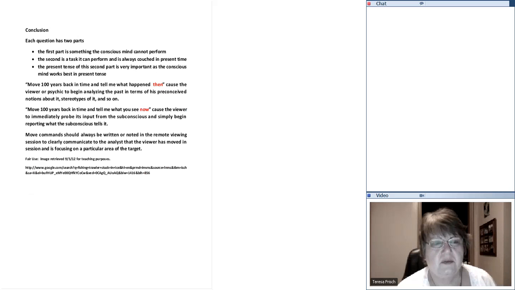In conclusion, you may have heard this information before. Each question has two parts. The first part is something the conscious mind cannot perform. The second is a task it can perform and is always couched in present time. The present tense of this second part is very important, as the conscious mind works best in present tense. The example would be, move 100 years back in time and tell me what happened then.